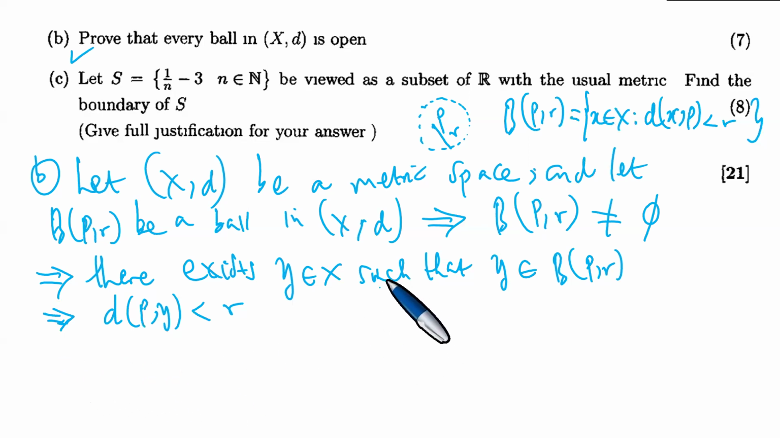Then there exists a y in x such that this is the case, and this implies that this distance is smaller than r. Because if you find a point y in the ball, then the distance between P and y is smaller than r by the definition of an open ball. So surely this would be smaller than r. By dint of this, we're able to perform a wonderful construction.